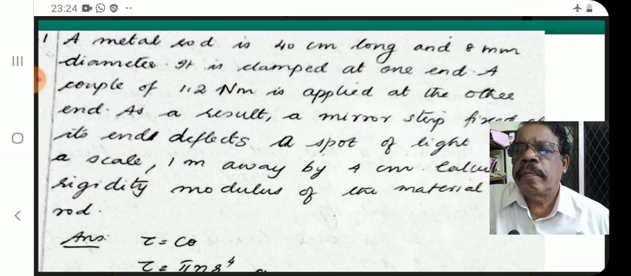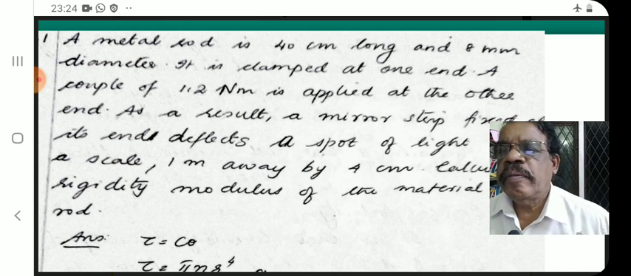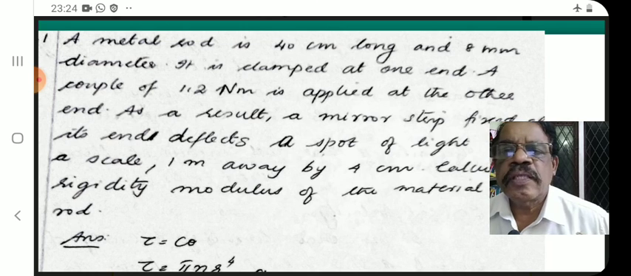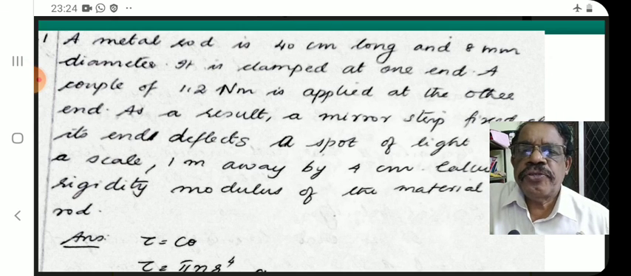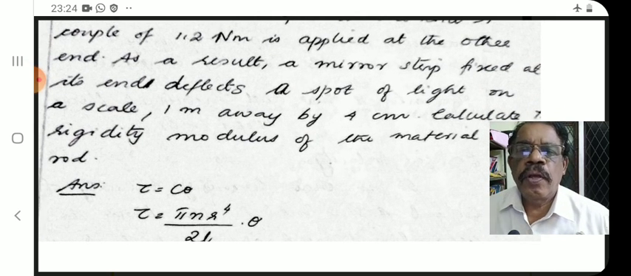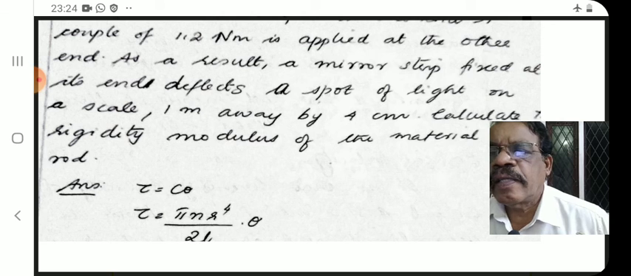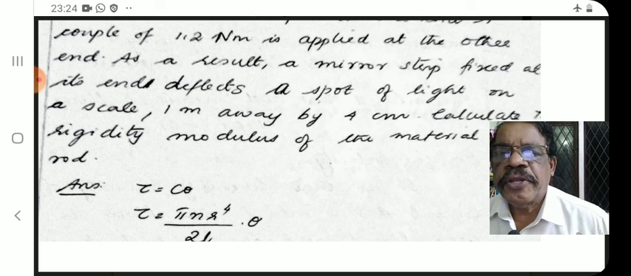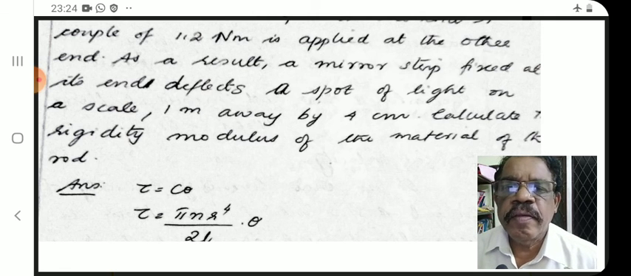Next problem. A metal rod is 40 cm long and 80 mm diameter. If it is clamped at one end, a couple of 1.2 Nm is applied to the other end. As a result, a mirror strip fixed at its end deflects the spot of light on a scale 1 meter away by 4 cm. Calculate the rigidity modulus of the material of the wire.